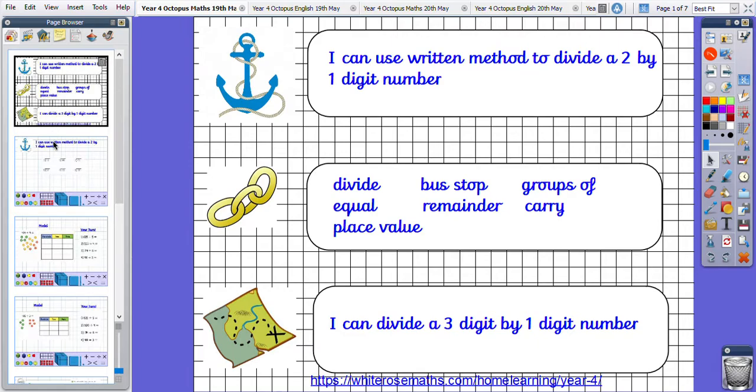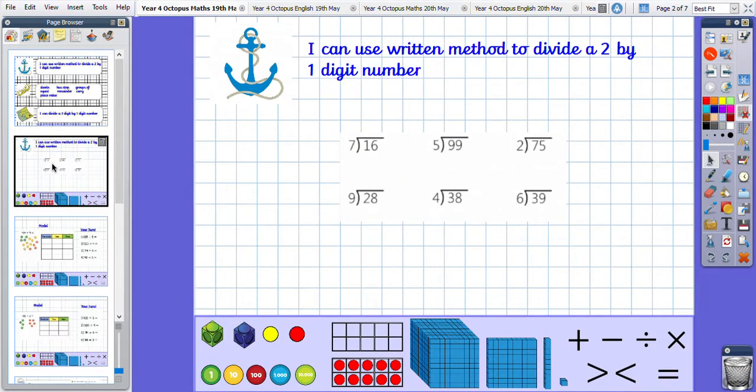Our maths learning today, we are continuing bus stop division and we are dividing a 3-digit by 1-digit number. So our anchor task, we are just revising what we did yesterday, and you are using written method to divide a 2 by 1-digit number. So you have 6 questions there to be getting on with. So pause the video now and do those in your books.